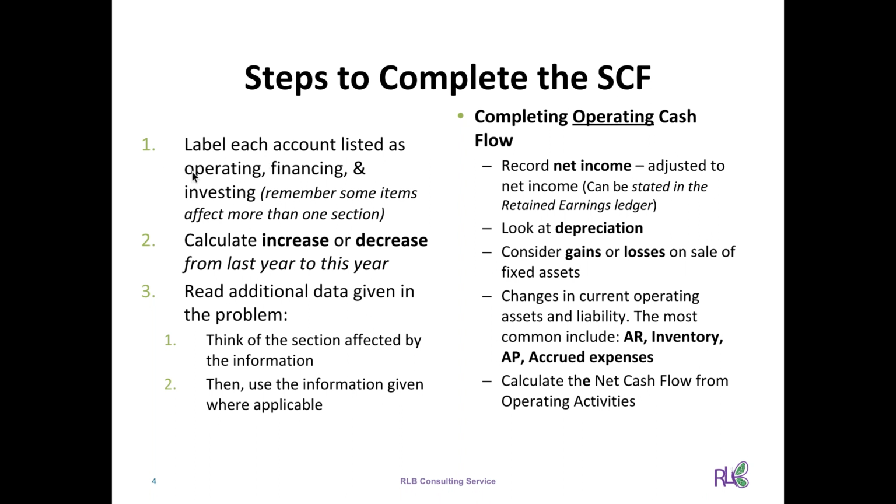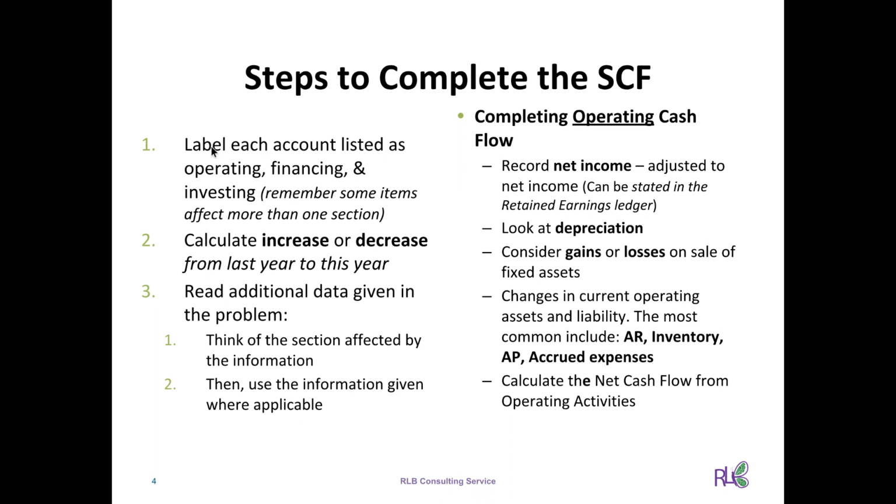I would use O, I would use I, and I would use F. And remember, some of these items affect more than one. Well, what do I mean by that? Well, gains and losses on sale of fixed assets, for example. Fixed assets only has to do with the investing section. But if it's a gain or a loss, the gain or the loss itself is affected in the operating section. And that's the only section that's reported on this statement.